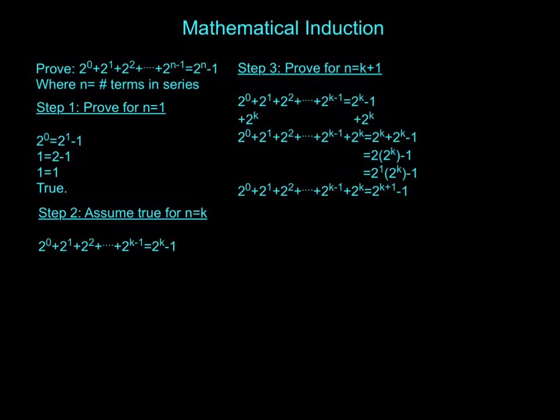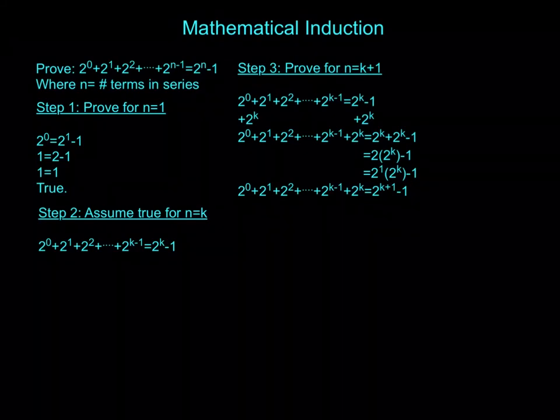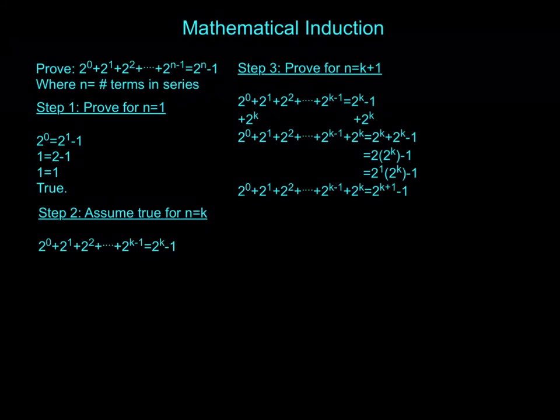And then that's 2 to the first times 2 to the k minus 1. And then you can rewrite that as 2 to the k plus 1, because when you multiply two powers, you add them. And so the final result is 2 to the 0 plus 2 to the first plus 2 to the second, all the way through 2 to the k minus 1 plus 2 to the k is equal to 2 to the k plus 1 minus 1.